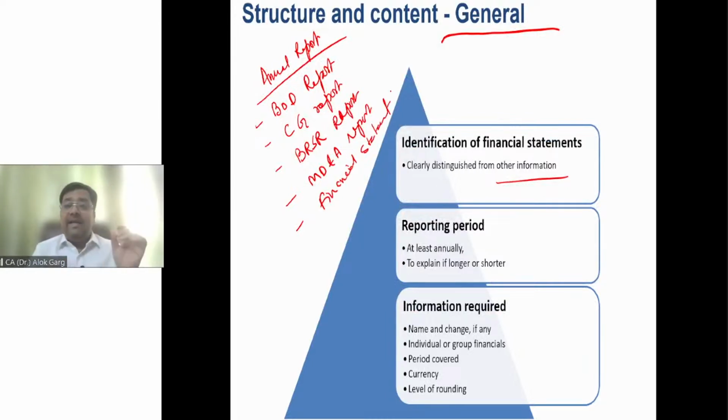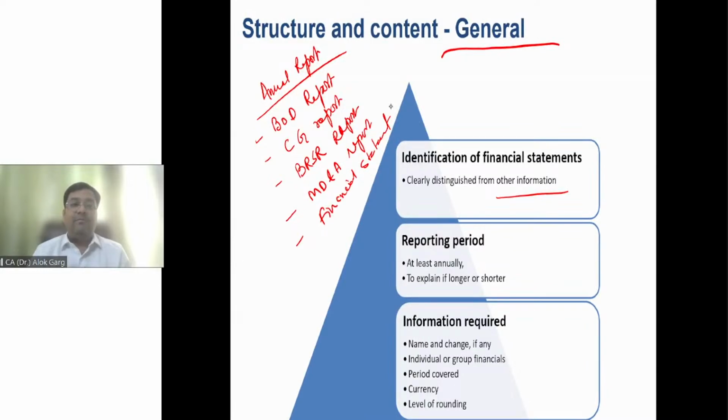So friends, Ind AS 1 is so meticulous that it says that in a particular report, in a particular information set, the financial statement should be clearly distinguished, that yes, these are the financial statements, so that the user will be able to understand these are the financial statements. The area is the financial statement area. Okay. So let me show you.